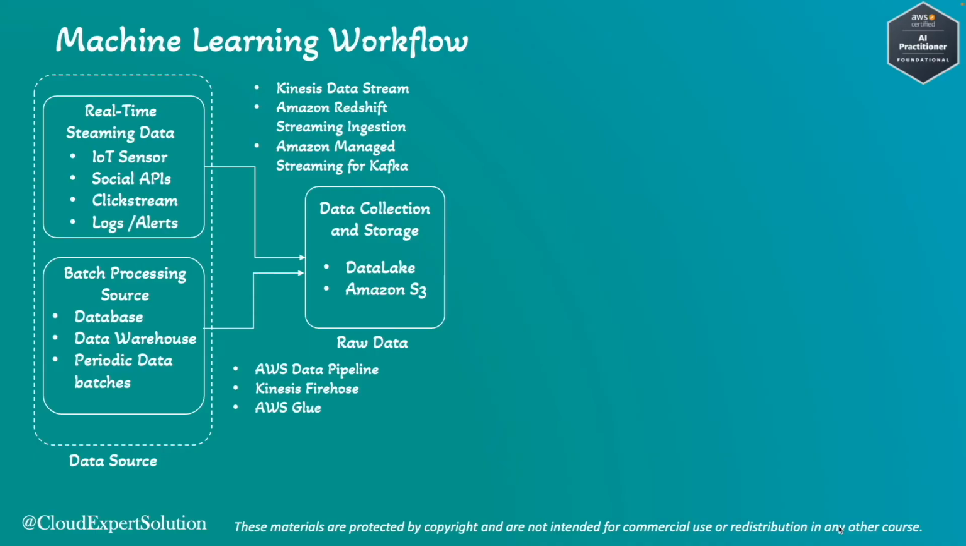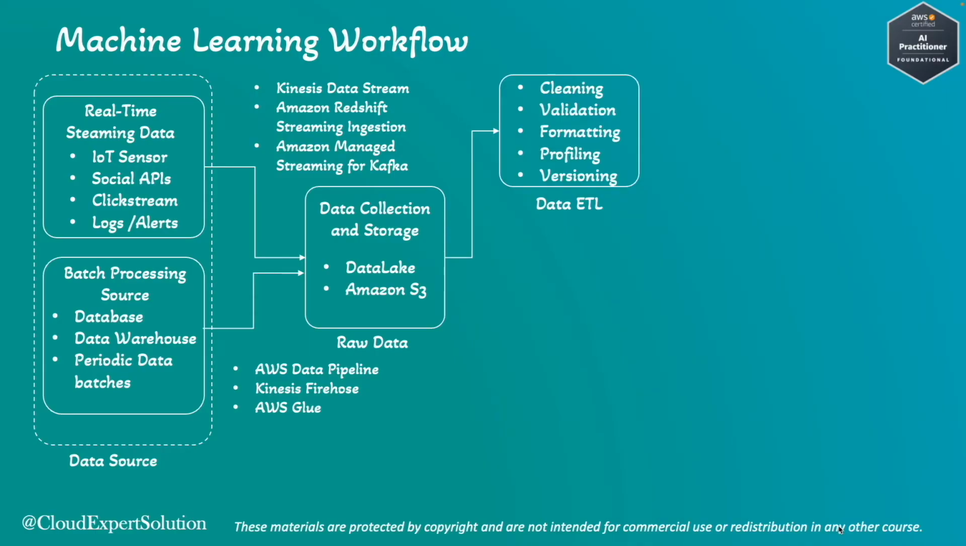Now once we have the raw data, the next step is data ETL. Data ETL involves data cleaning, data validation, data formatting, data proofing, or data versioning. Maybe you are receiving data in multiple different formats. Some are .txt format, some are JSON format, some are in time stream format. However, you need a uniform format for machine learning training or even inferencing. If you remember, we talked in our previous lesson, garbage in, garbage out. That is why you have to make sure your data is cleaned and well formatted.